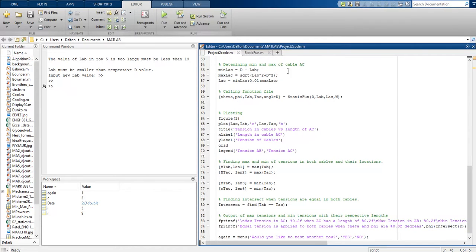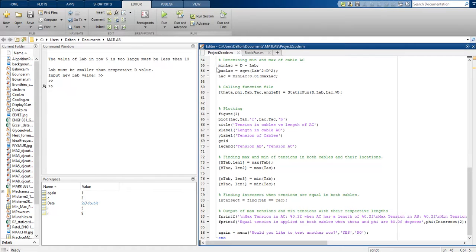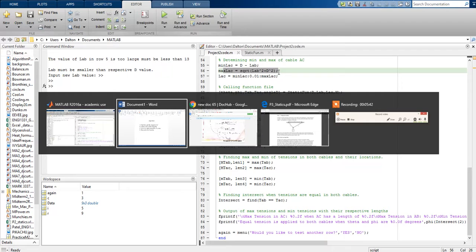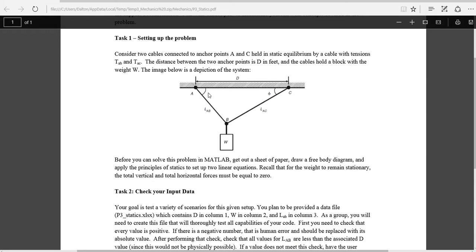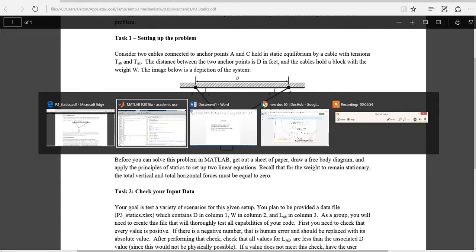Then we determine the max and min of cable AC, which is the first part in the algorithm. So the minimum length of AC would be D minus LAB. The max length of LAC would be the square root of LAB squared plus D squared. And this is because, back at this picture, when this is at 90 degrees, this would be at its longest point. Because if this was an obtuse angle, then this cable would have slack in it, and then it would be doing nothing. Or it would have no tension.